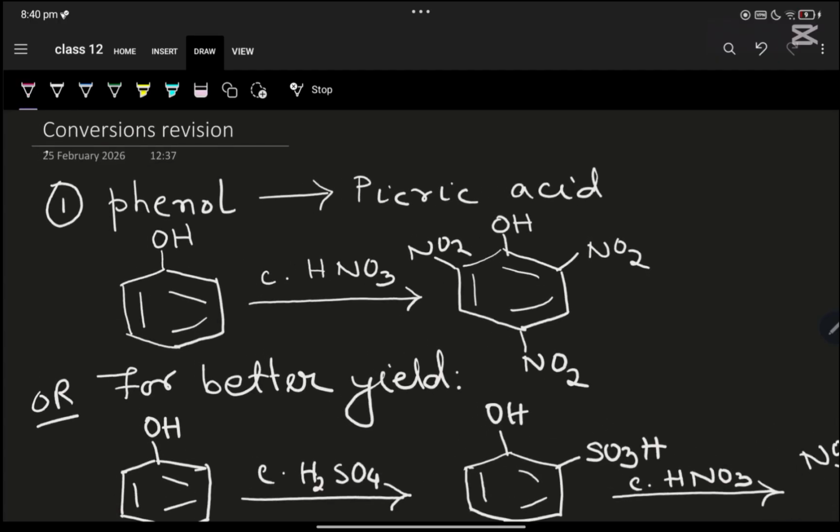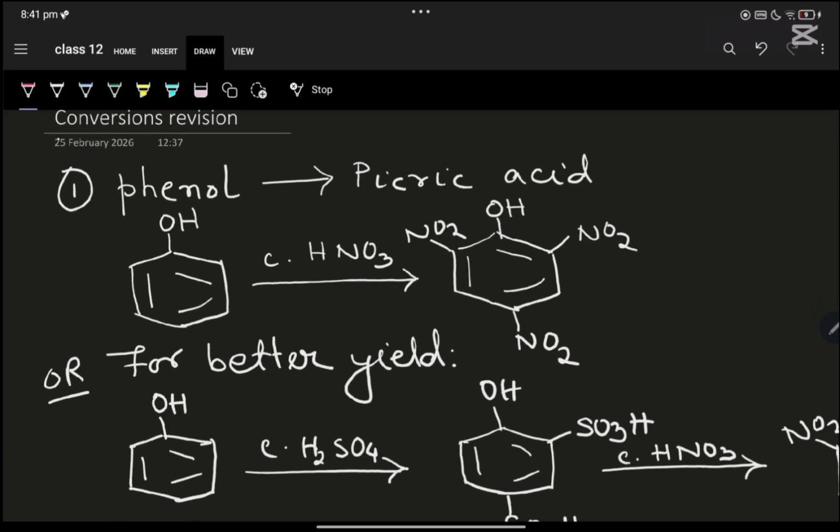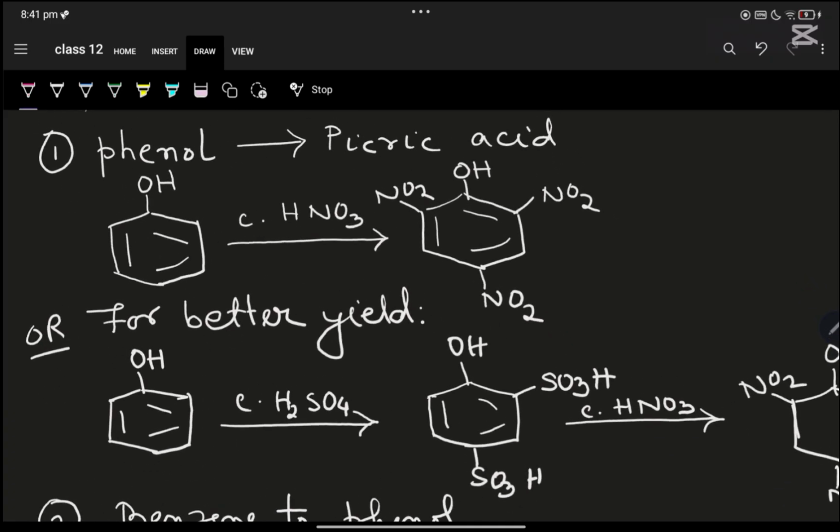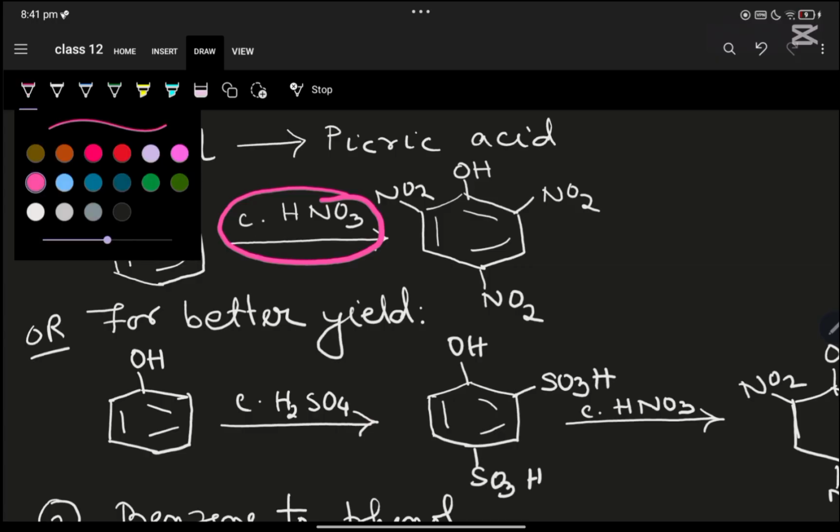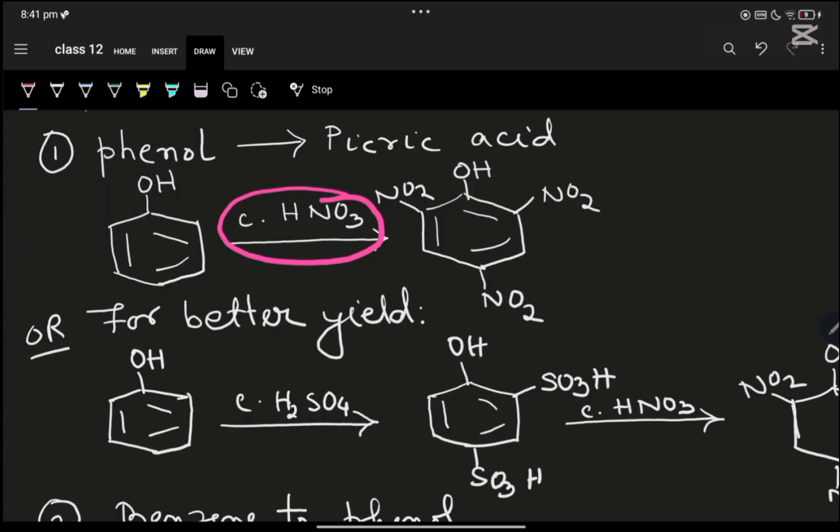The first conversion that we are seeing is phenol to picric acid. To convert phenol to picric acid, you can just give concentrated HNO3 and you can get picric acid. But you need not give concentrated H2SO4 also.